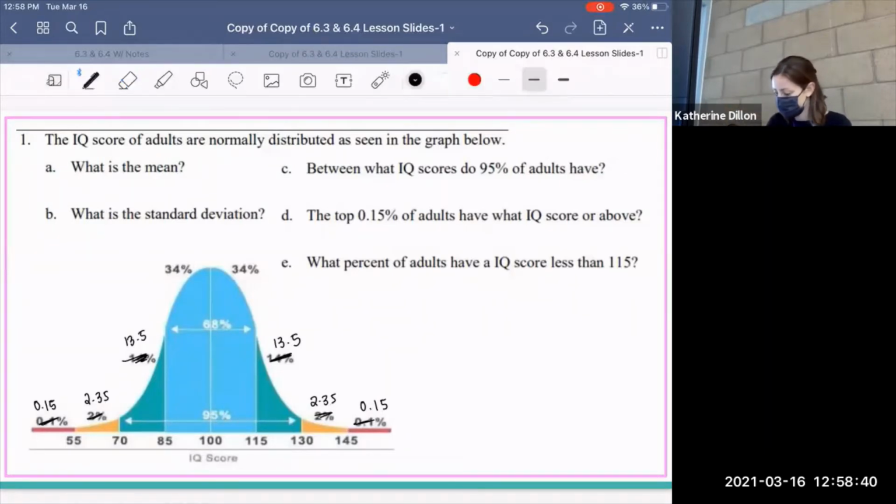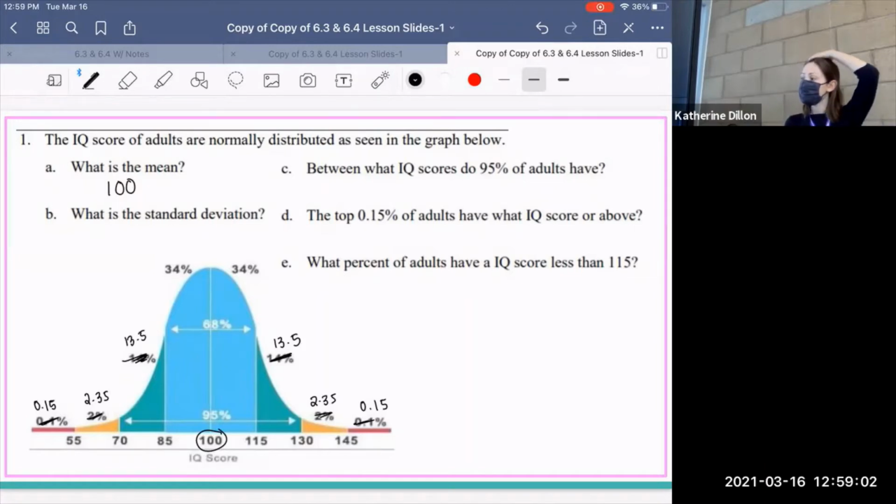Okay. So a few things that we can answer from this graph. What is the mean? The mean is the number in the middle. If it's symmetrical, the mean is the number in the middle. So our mean is an IQ score of 100 points. The IQ score of adults is normally distributed as seen in the graph below. So we can say that this is the mean right in the middle because they're normally distributed.